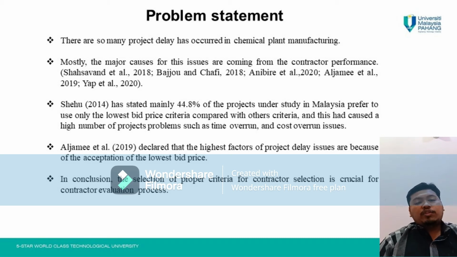Moreover, Shehu 2014 has stated that 44.8% of the projects under study in Malaysia only use the lowest bid price criteria, compared with other criteria, to select the contractor. According to Shehu 2014, the high number of project problems such as time overrun and cost overrun happen because of this issue. Meanwhile, Al-Jami et al. 2019 also declared the same thing, that the highest factor of project delay is because the project owner sets the lowest bid price to select the contractor.